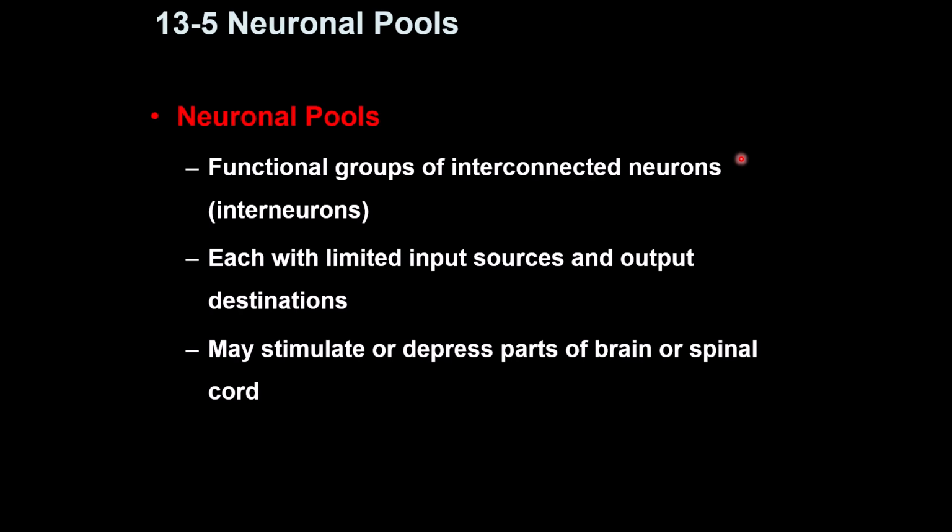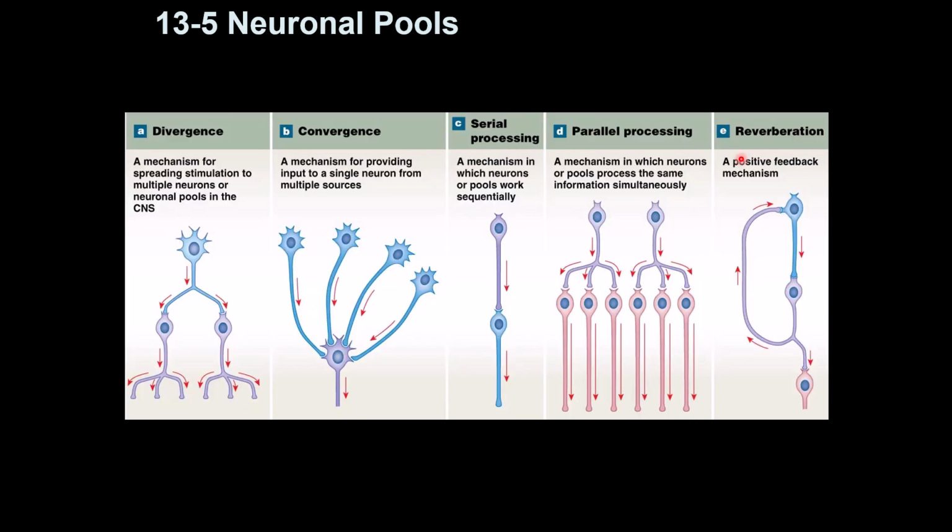A different topic is called neuronal pools, and these are neurons that are connected to each other, and these are interneurons. Some of them are increasing information, some of them are decreasing information. So it just helps process different types of information. So there are different types of neuronal pools.